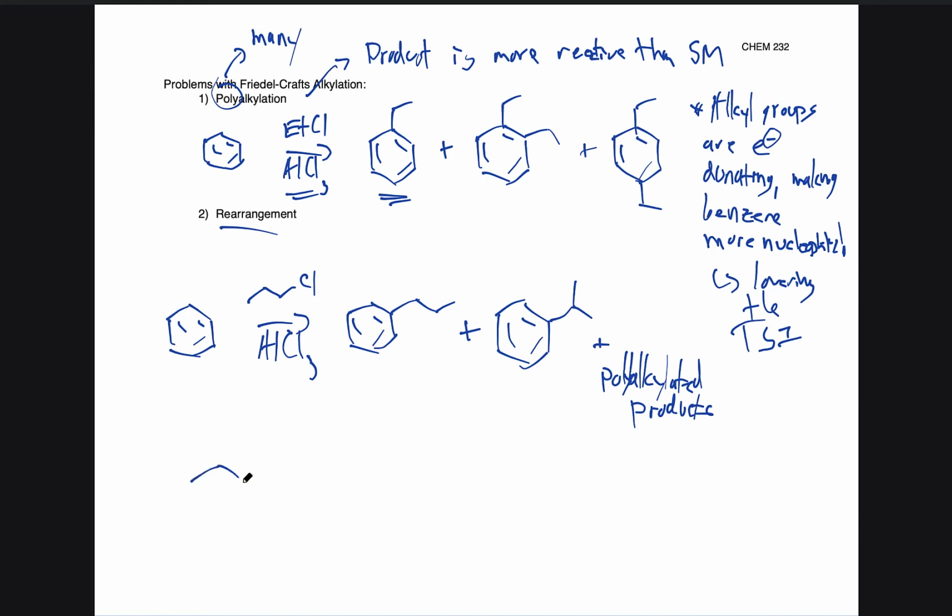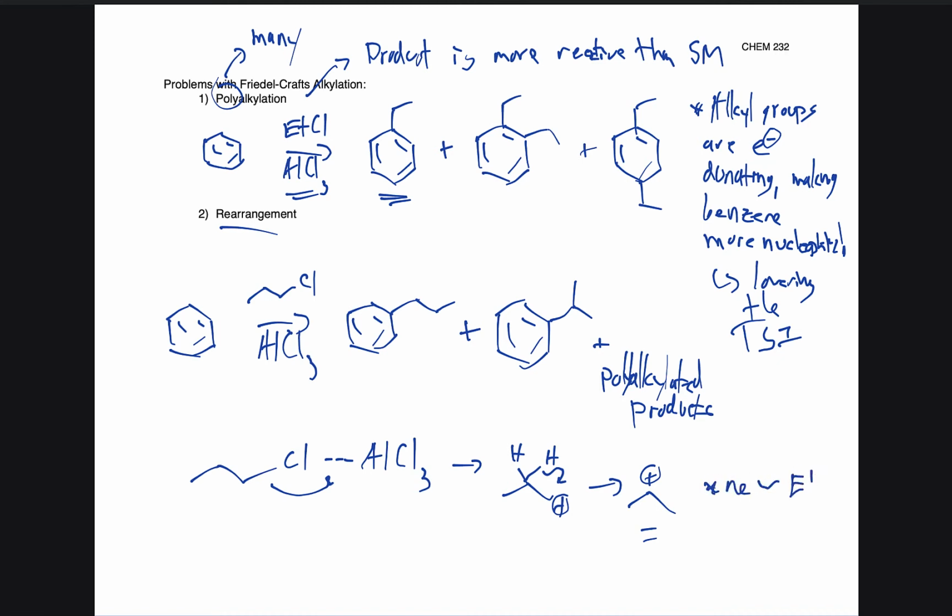The mechanism for this, I'm going to shorthand here: we have our chlorine coordinating with our aluminum, and it'll essentially fall off to get to this carbocation intermediate, our electrophile. We get a hydrogen shift occurring, because we want to get to the more stable carbocation intermediate. So we actually get this as our more stable carbocation intermediate, and we have a new electrophile here. These are all the reasons why this reaction doesn't work super well.